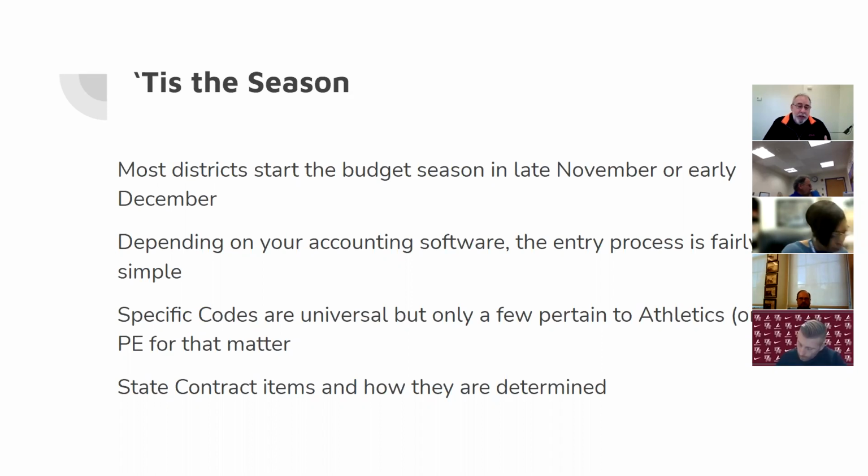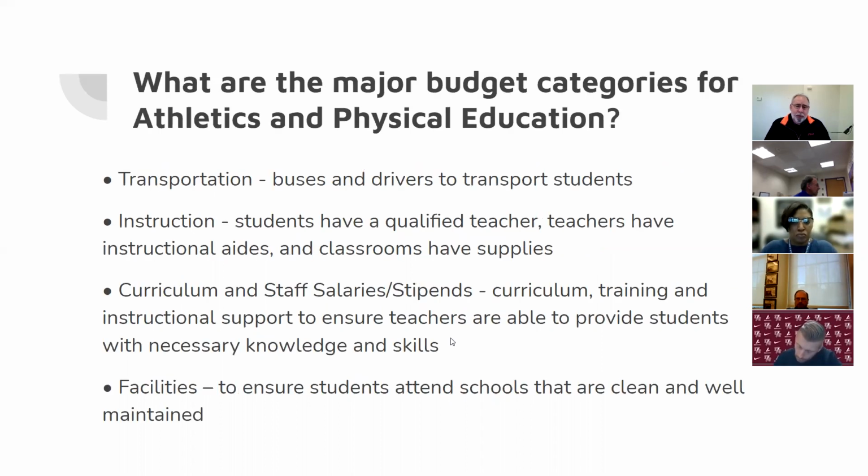on those ends. The specific codes that are used in New York State are universal, and we're going to show you about that. But only a few really pertain to athletics or PE. State contract items we'll talk about a little bit, and how they're determined. We'll talk about that too, because you keep hearing things about state contract. I apologize if this is redundant for some of you, but I think it's a good reminder about what goes on.